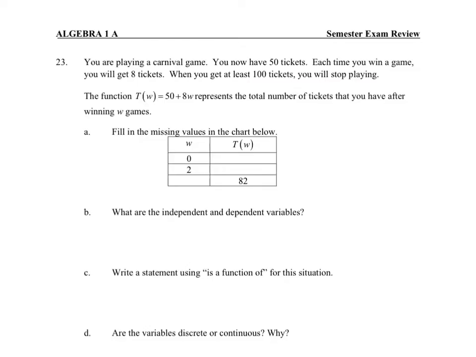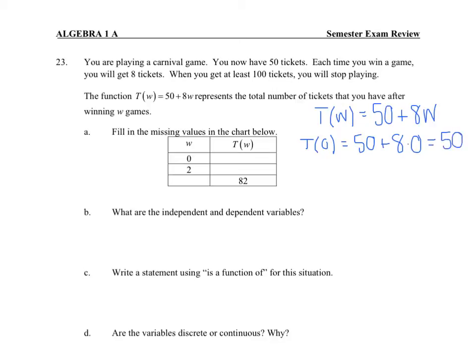So if we have this formula, t of w equals 50 plus 8w, first thing I want to see is t of 0, because w is going to be 0. So I'm going to have 50 plus 8 times 0, which is going to be 50 plus 0, which is just 50.